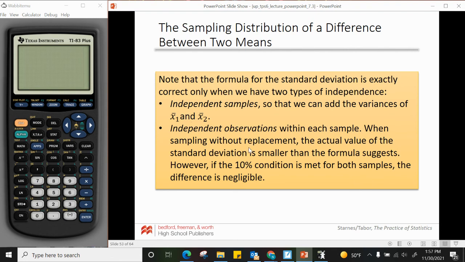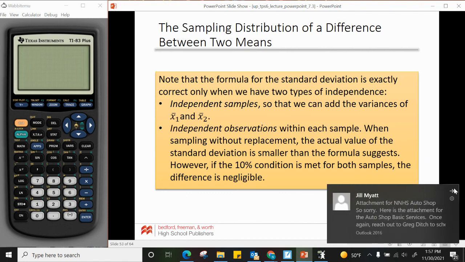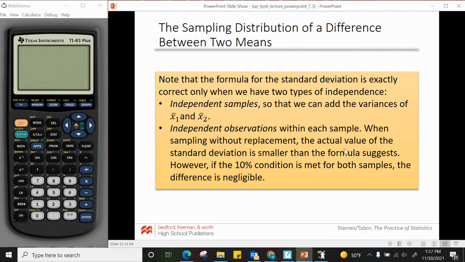This is what I just highlighted there. They have to be independent samples in order to combine them, and then they have to be independent observations within each sample as well, which means with replacement, or if it's not with replacement, you have to check the 10% condition.